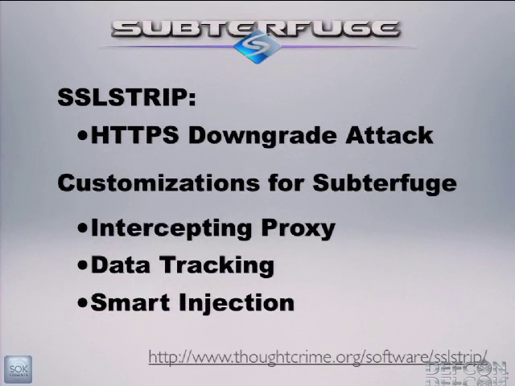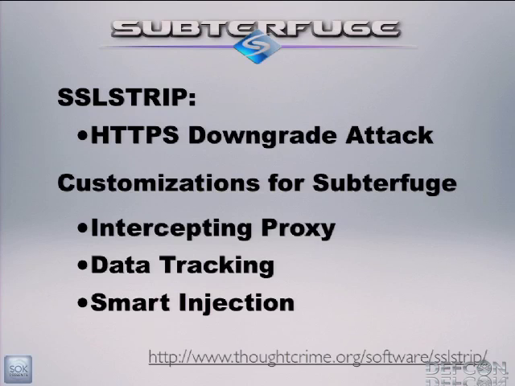Right, so something else we used as a big backbone component of Subterfuge is SSL Strip. Moxie Marlinspike at Black Hat in 2009 released SSL Strip, and it runs an HTTPS downgrade attack. So when we first came across SSL Strip and started looking into the code, we almost felt like we died and went to heaven because it's written in Python, for one. For two, it also acts a little bit like an intercepting proxy. So we went ahead and customized it to actually use those features to log basically everything.